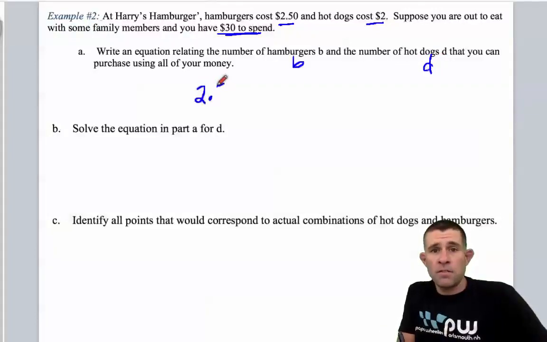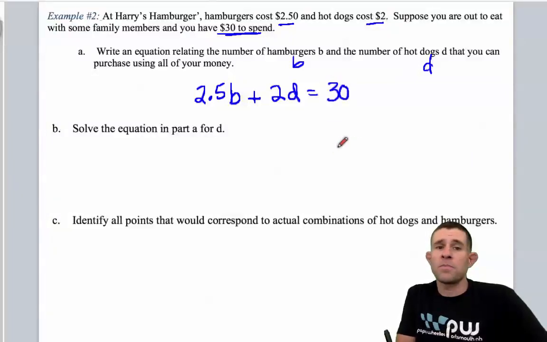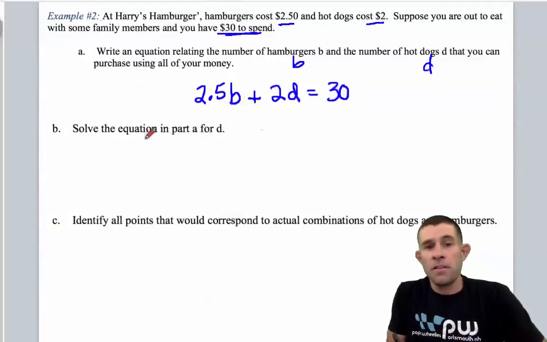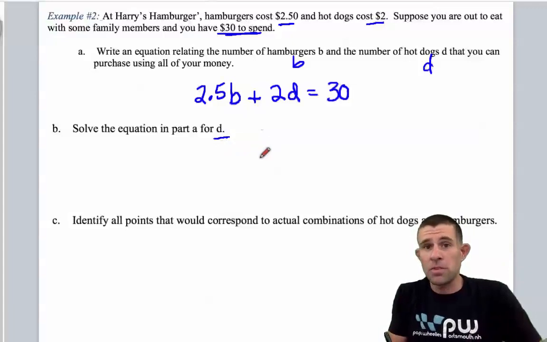It costs $2.50 per 1 hamburger, plus $2 per 1 hot dog, and I know that the total I spend has to add up to equal $30. Part B of this problem asks us to solve this equation for D. That means to isolate the variable D. Rewrite this in terms of the variable D.